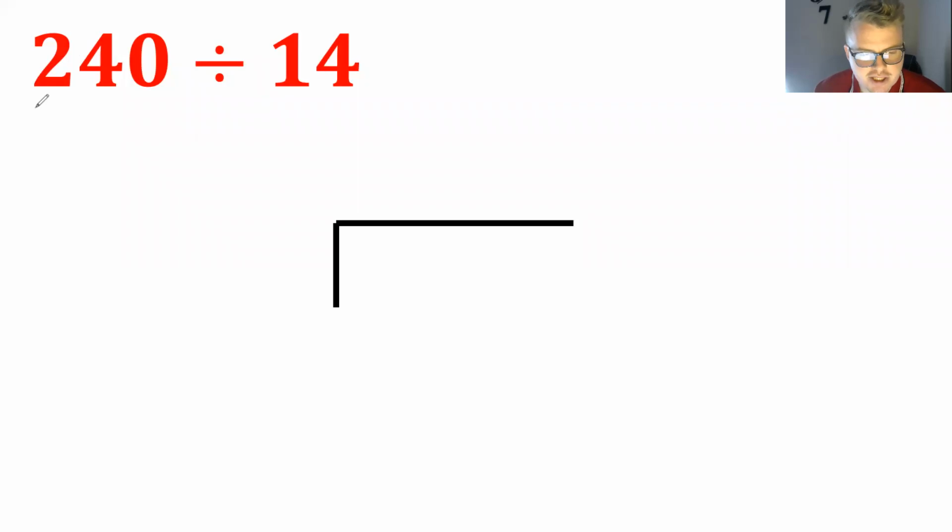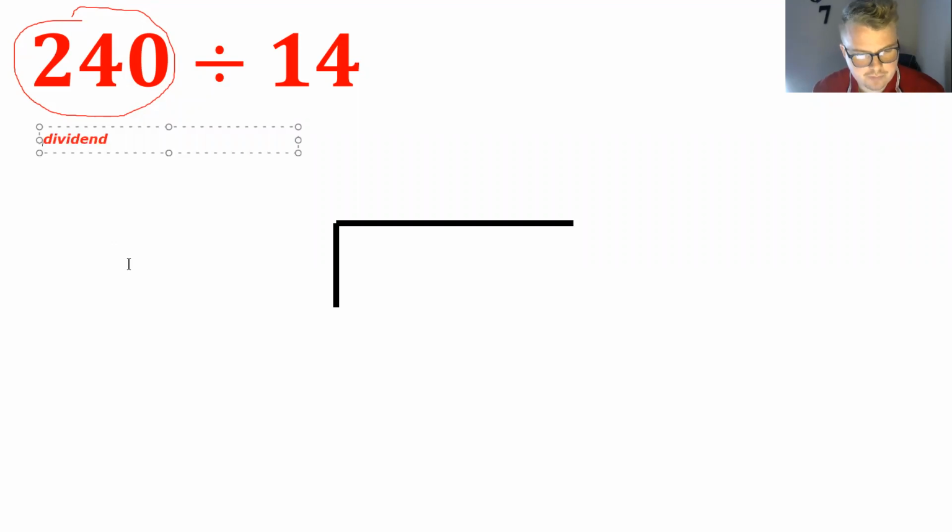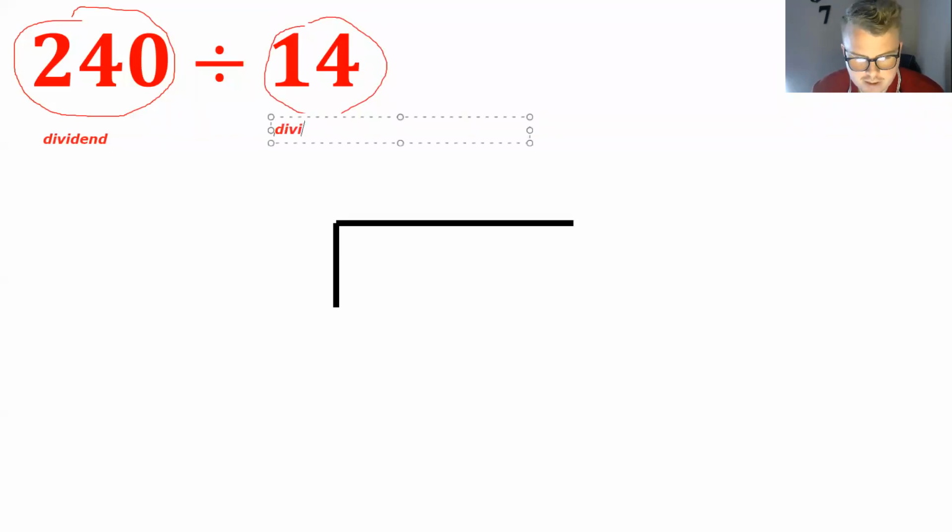So when we have a question like this, this number here, the number that's being divided, we call it a dividend. So let me write that on the screen. And this number here, the number that we're using to divide the bigger number, we call this the divisor. Okay, so we are looking at how we use long division to work out questions that have a two-digit divisor, like this one. The number 14 has two digits.